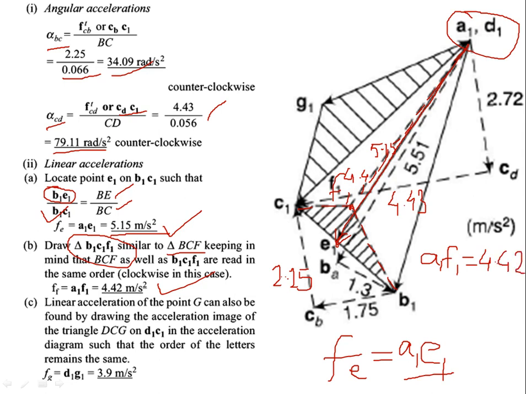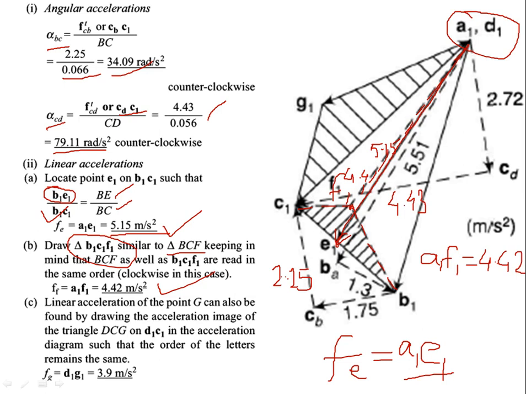Okay, similarly, now take the point G in the same manner to take the triangle. That is, locate the point G1 now. So to locate this point, the linear acceleration of the point G can also be drawn by the acceleration image of the triangle DCG. Same as DCG, you can see that the triangle is coming outwards. You have to take it on the left side now, because it was on the right side. Then it is in that order.